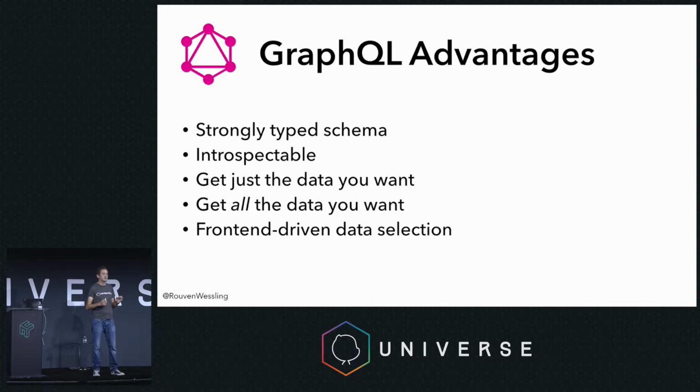And I think this is the reason why it's become so popular: it enables front-end driven data selection. It really empowers people working on the front-end interface, whether it's a mobile app or a web app, to have much more control over the data than ever before. And last but not least, and this is the reason why I'm talking to you today, it's composable. I can take multiple GraphQL APIs and combine them into a unified API.